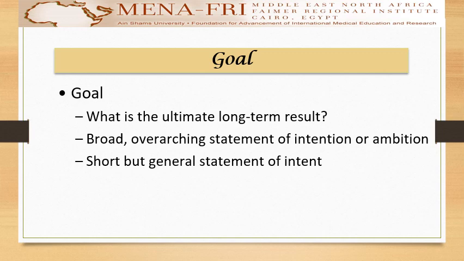Goal. The goal is the ultimate long-term result. It should be a broad, overarching statement of the intention or ambition, a short but general statement of intention. It should be something very broad, like improvement of child health, or improvement of woman health. It is something about the ultimate goal. It's something very big, long term, that's going to be achieved after several activities.